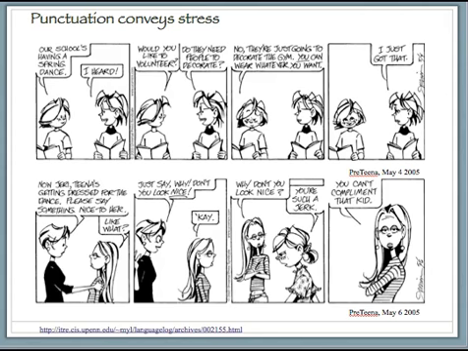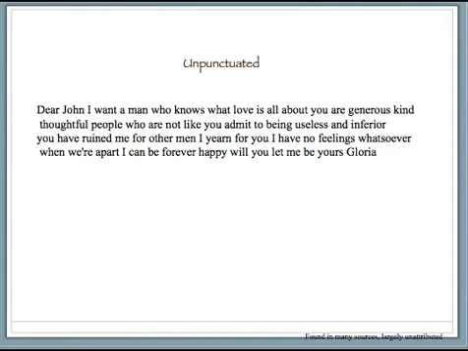So stress conveys meaning. Punctuation also conveys meaning, and this is kind of a fun activity. Some words strung together unpunctuated. If you punctuate them one way, it suggests that Gloria would like to see John again. Give it a go.